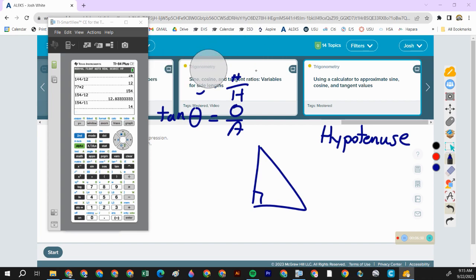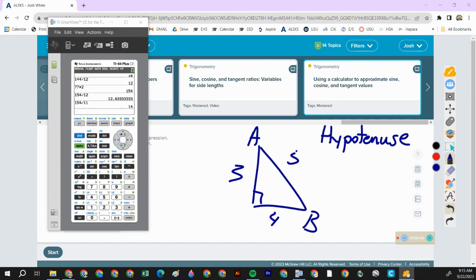So, if I had this, what is the sine of A? Well, how am I going to remember all those ratios? That's a lot, right? So we have a mnemonic. SOHCAHTOA.